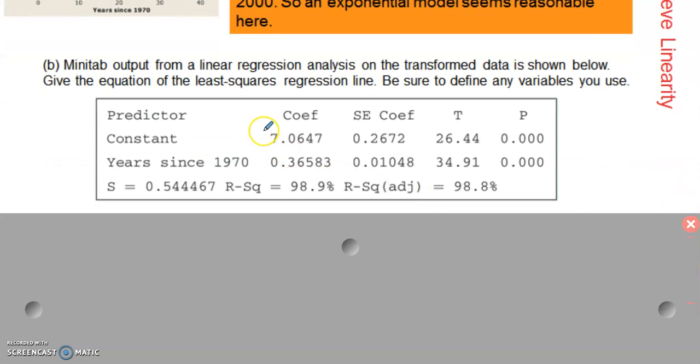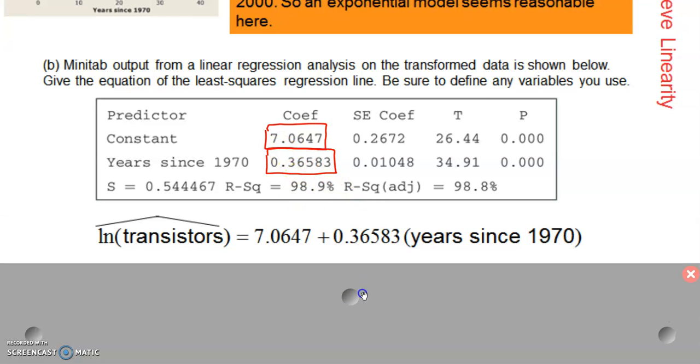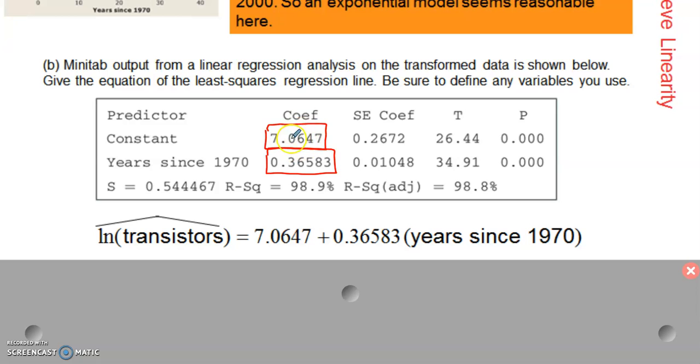Basically what you're going to do is, just like we write the least squares regression line for a linear relationship, it's the same idea. We use these two numbers, like the slope and y-intercept. So I plug in the y-intercept here, and then plus the slope times x. And x is the years since 1970.